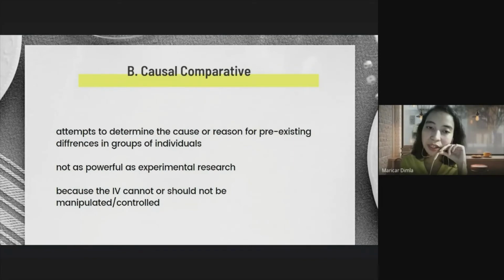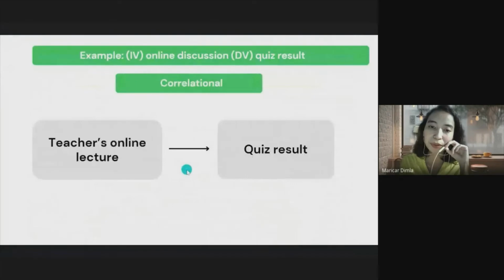Unlike the descriptive, titingnan mo lang naman the relationship, diba? But in the causal comparative class, you'll now be determining the cause or the reason. Mas higher level siya ni descriptive correlational or descriptive comparative. To have a clearer picture of that class, I have here an example. This is under descriptive correlational. You're just simply seeking the relationship of your IV and your DV.